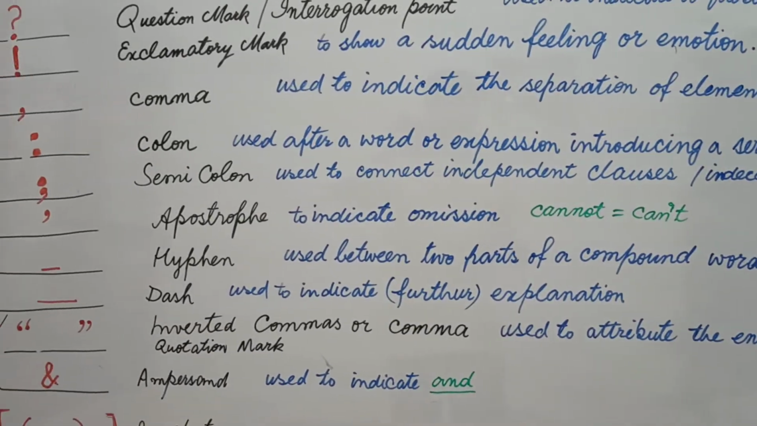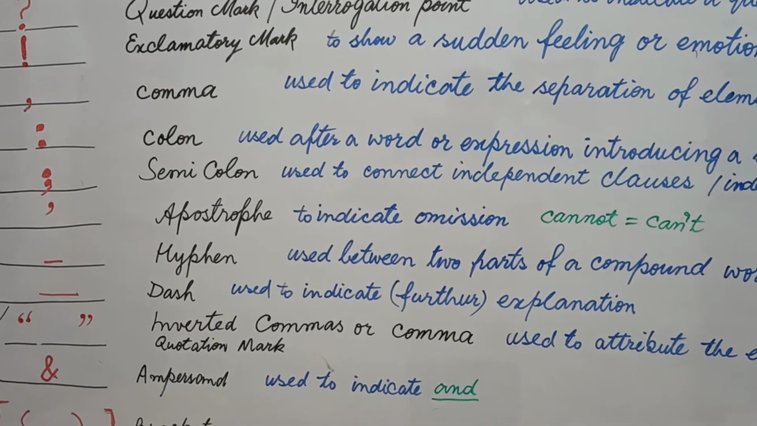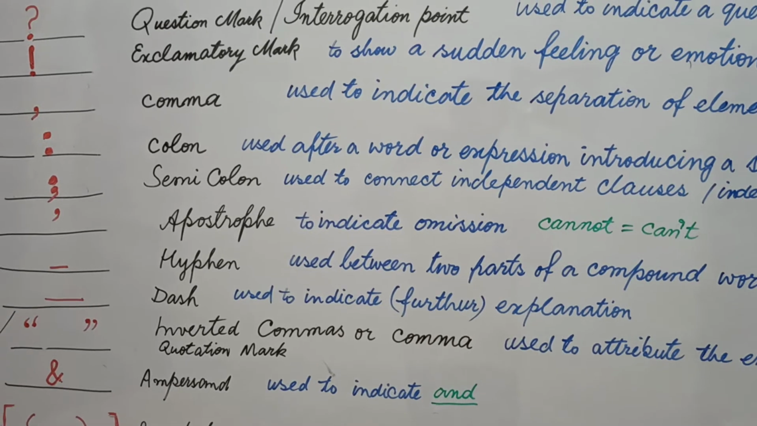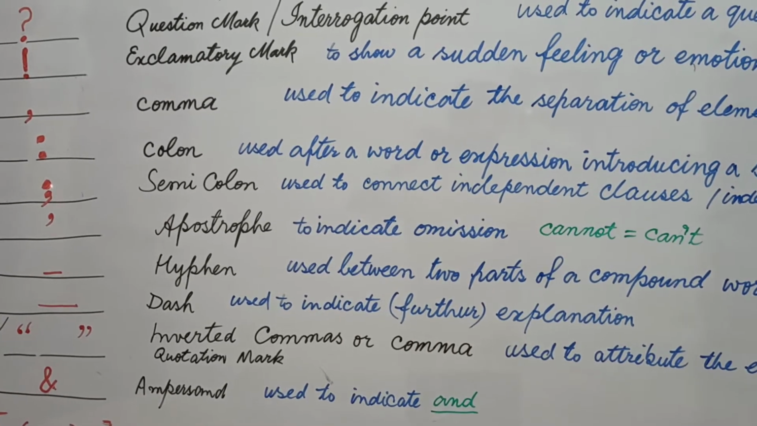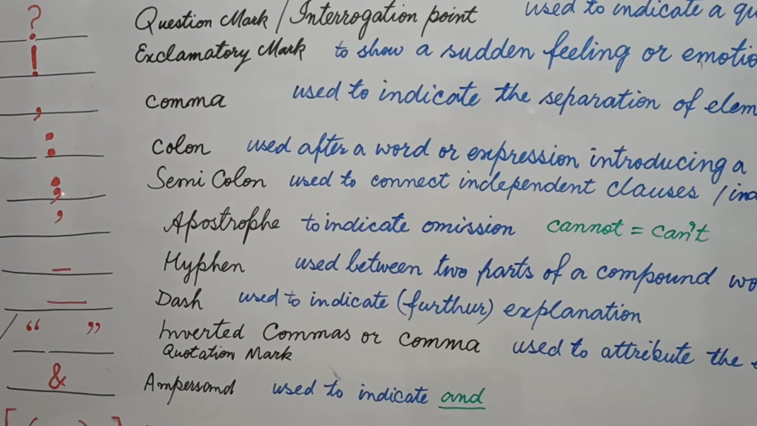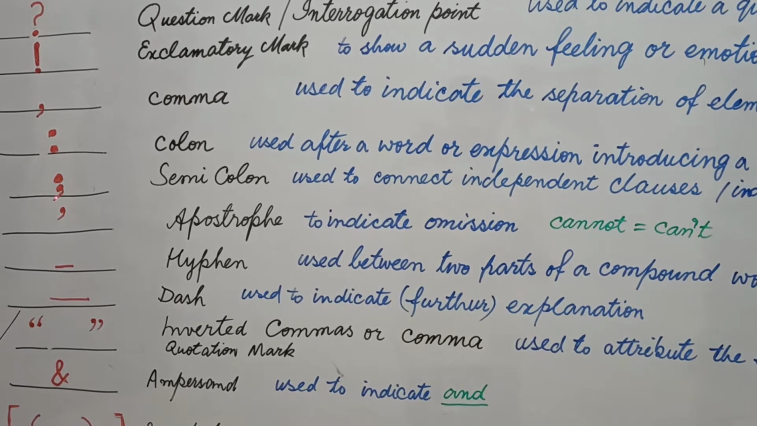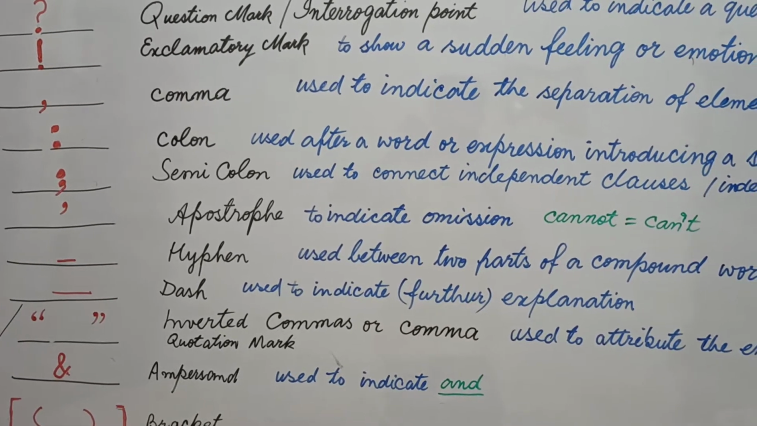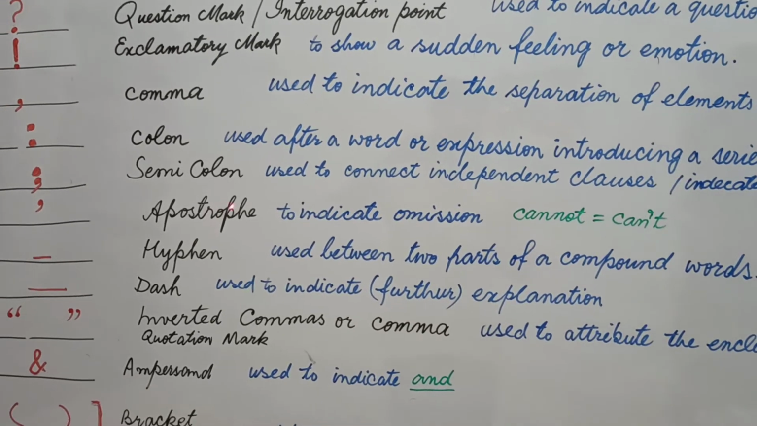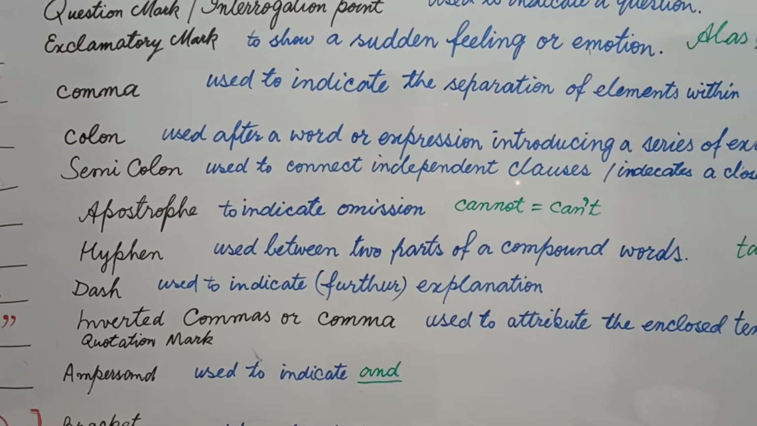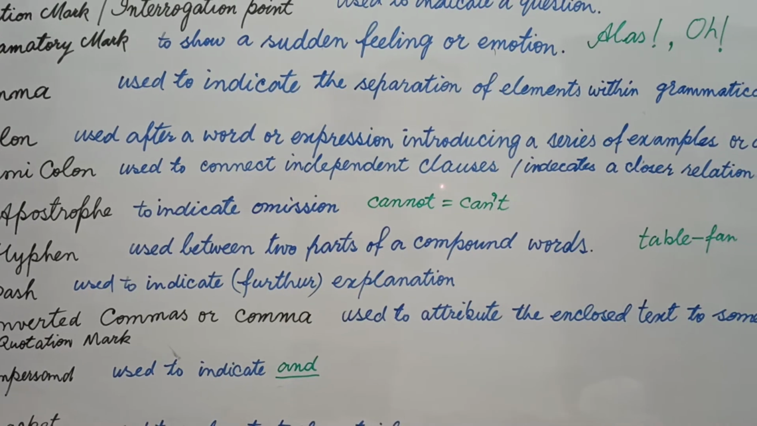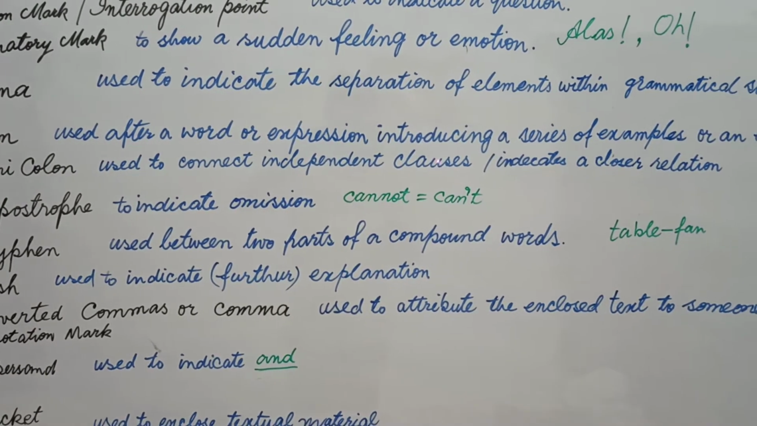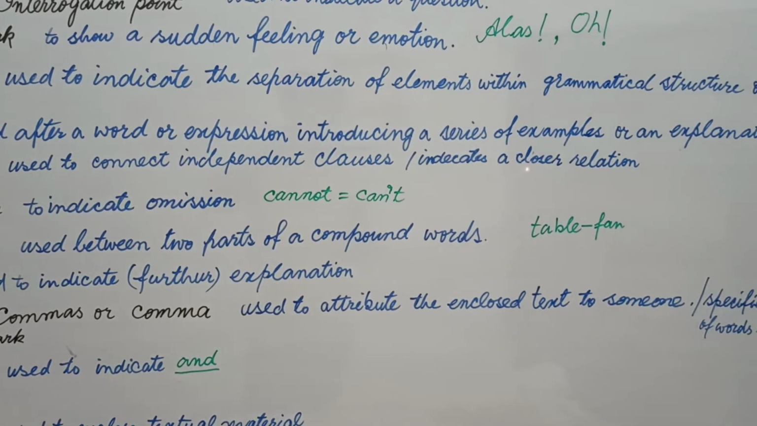After this students, let's see the semicolon. Semicolon is a mark that looks like a comma, with a full stop over the comma. The combination of this is called a semicolon, and a semicolon is used to connect independent clauses. Independent clauses means where you have no conjunction, and it indicates a close relation.